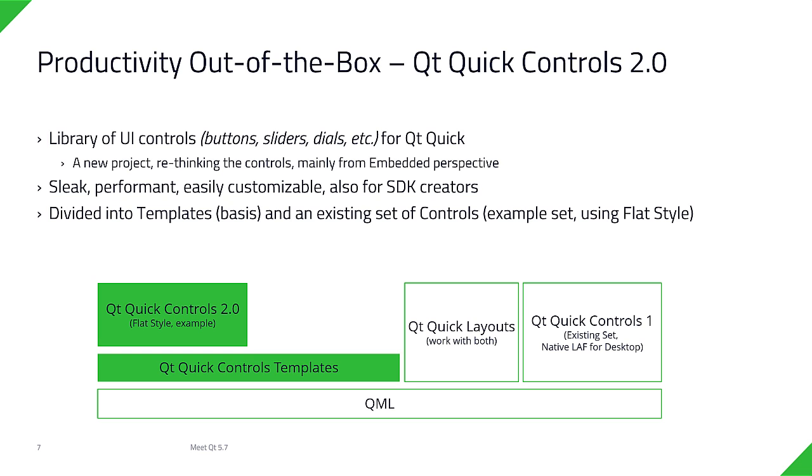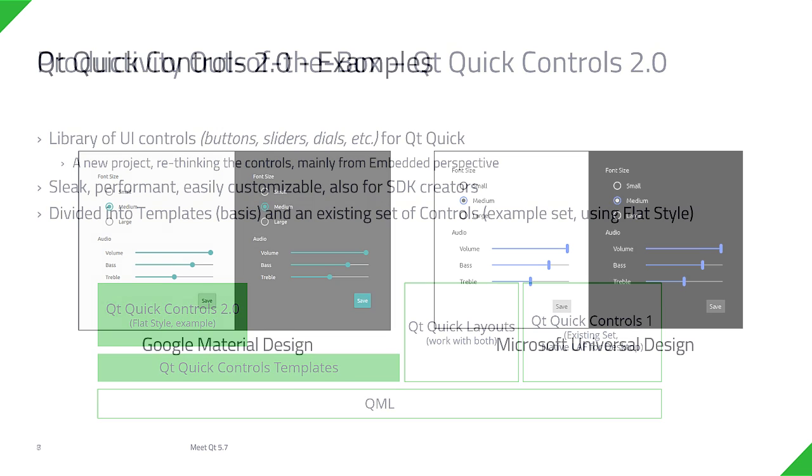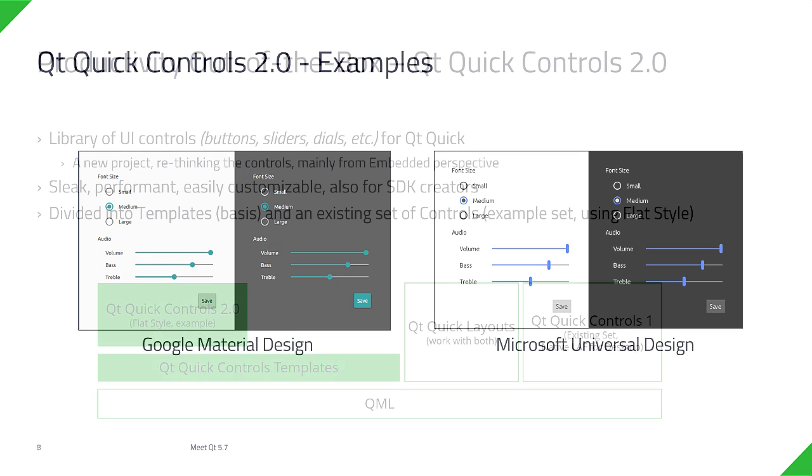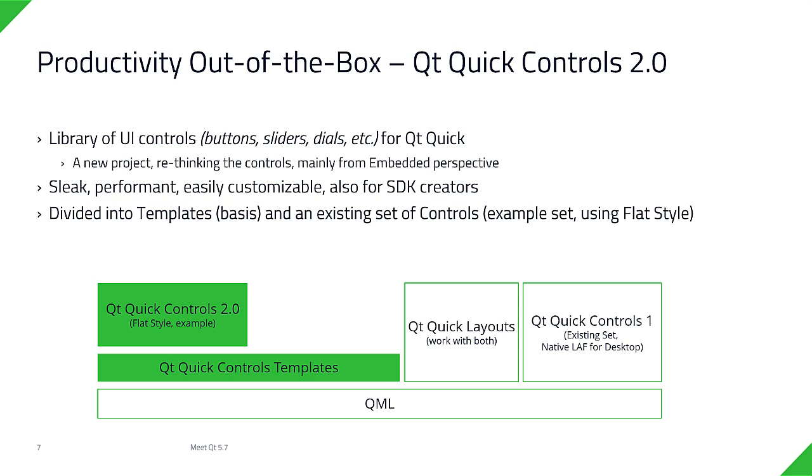We're providing an existing set of controls on top of the templates with a couple of styles. So we have the Google Material Design, we have the Microsoft Universal Design, and our own flat style for you to use. And of course you can create your own styles as well. So these controls are easy for you to take into use on your embedded projects or mobile applications. But if you want to create your own look and feel, for instance, for your product line of devices and applications, you can extend the controls templates with your own controls.